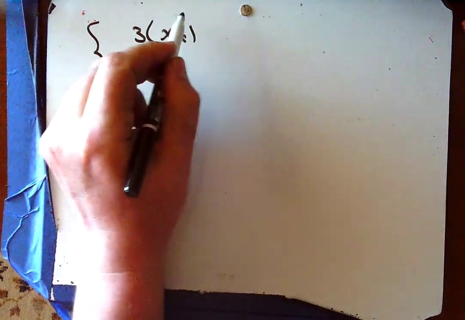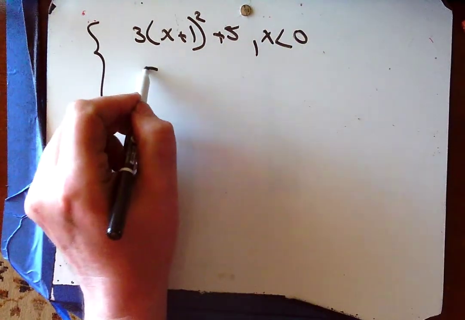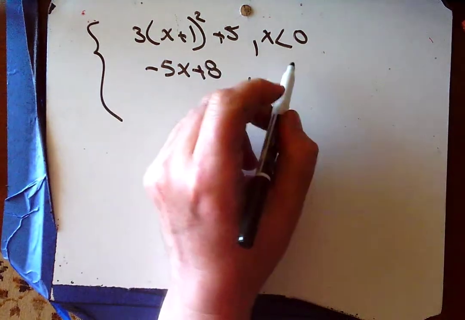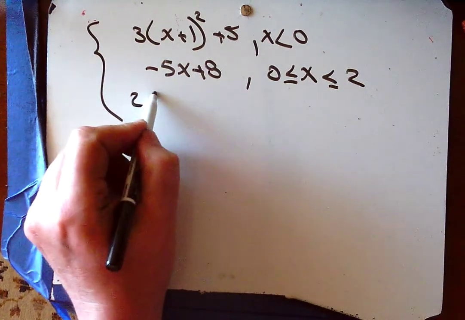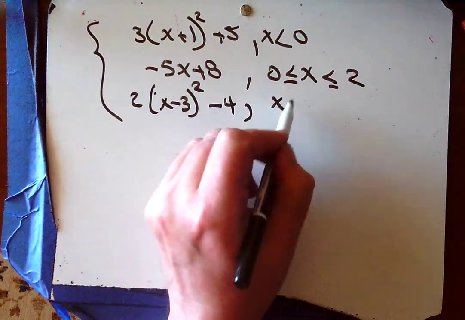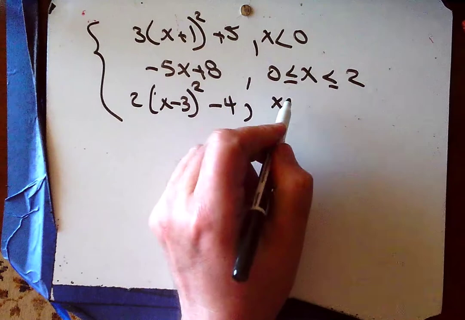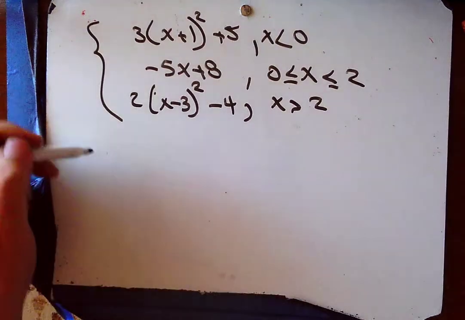So, how about a function with 3 pieces to it? Like 3x minus 1 squared plus 5 for x's less than 0, and negative 5x plus 8 for x's between 0 and 2, and 2x minus 3 squared minus 4 for x values greater than 2. Okay? All right, so 3 pieces means 3 t-charts.